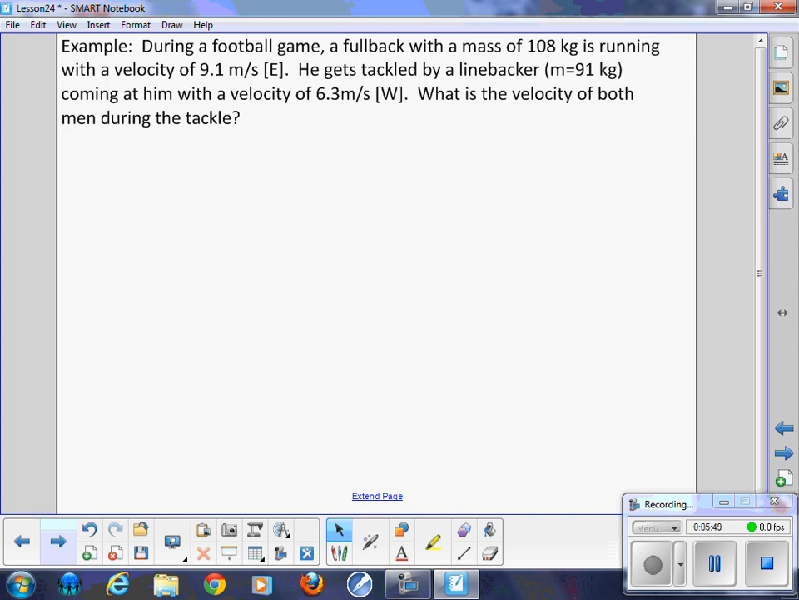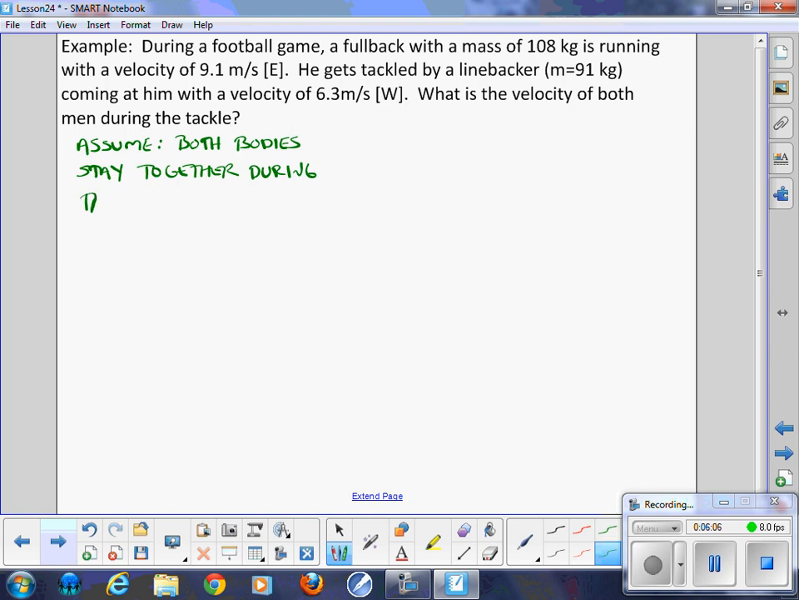So there's a bit of an assumption here for the non-sports people. Assume both bodies stay together during the tackle. As that tackle occurs, both men remain wrapped up together in one massive, sore-looking ball of contact. So I'm going to assume east is positive.